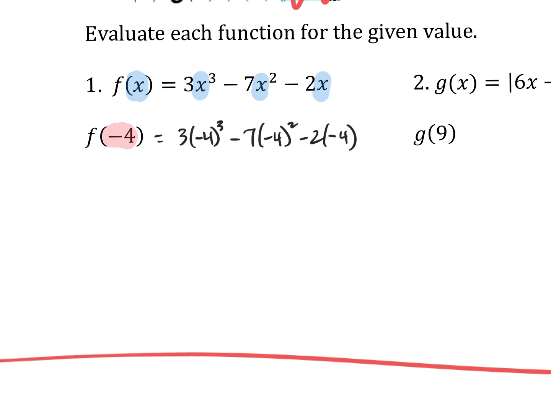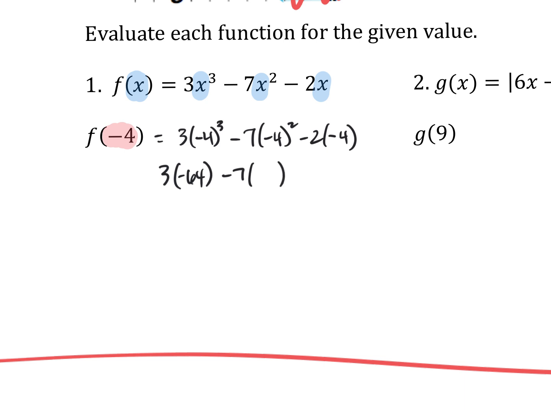Any negative number to an odd exponent will always stay negative. So we know it's going to be negative 4 cubed. 4 times 4 is 16, times 4. That's it.